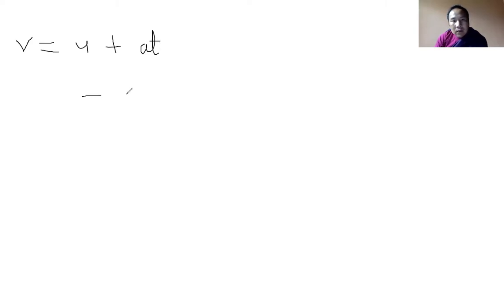Suppose this is a straight line and a body starts to move with initial velocity u and reaches the end of this path with final velocity v, and it took time t, during which acceleration a is produced.